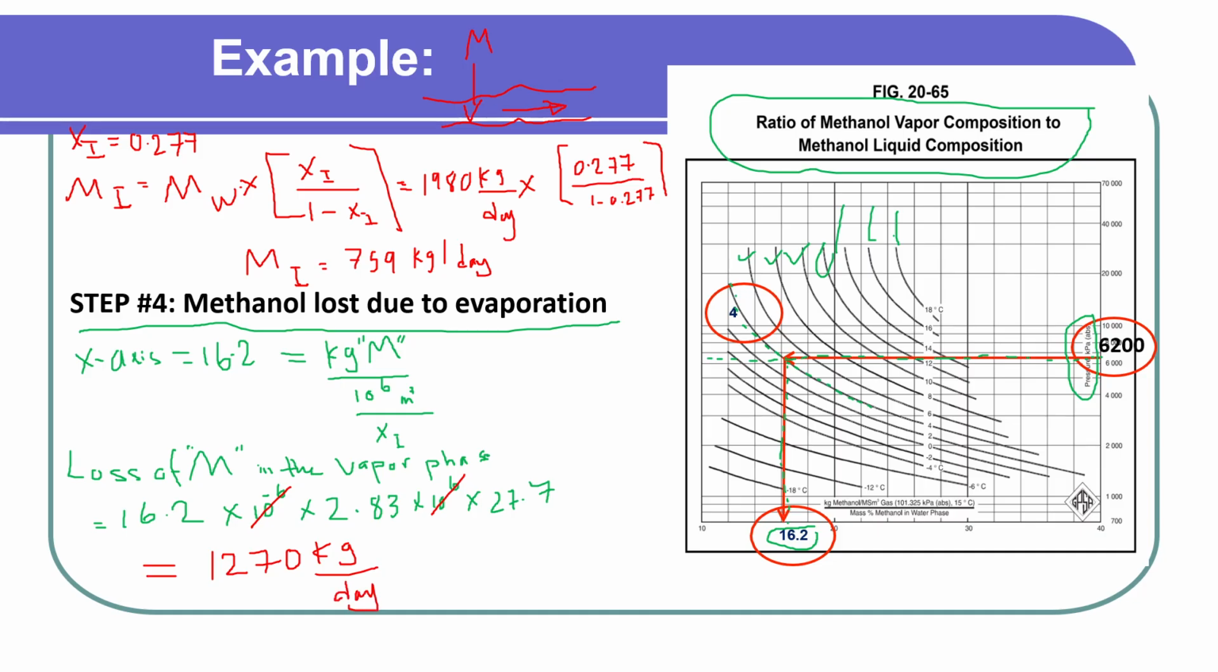So you can see that you need 759 kilogram per day of methanol just to bind with the water and reduce the hydrate formation temperature, and you will need 1270 kilogram per day of methanol due to the loss of methanol in the vapor phase, or the evaporation. That's why it's so crucial for us to calculate how much methanol is going to be lost due to the evaporation.